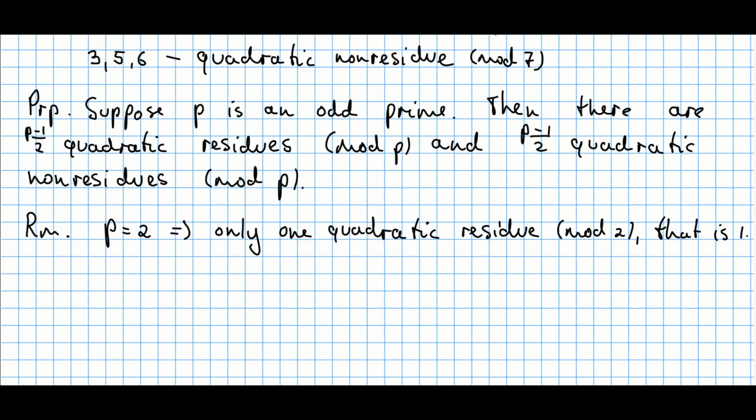Now I really feel bad for throwing out another prime number, which is 2, so let me just discuss quickly what will happen here. If your prime is 2, then there's only one quadratic residue modulo 2, and that is the number 1. Well, we also have 0, but we've thrown it out, as you remember.